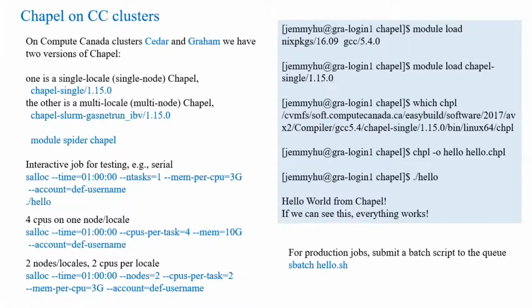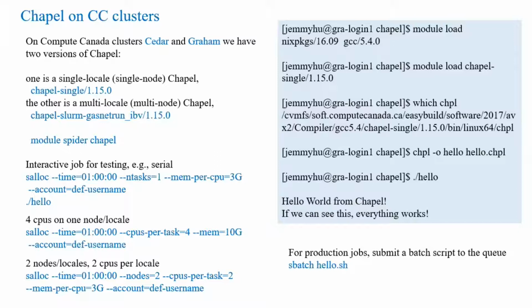And Chapel was built using the GCC compiler. So the first thing, you need to module load GCC to replace the default Intel compiler on the cluster. And then you can module load Chapel. Once you have it, you can find where the build is, and then you compile it, and it's ready to go.